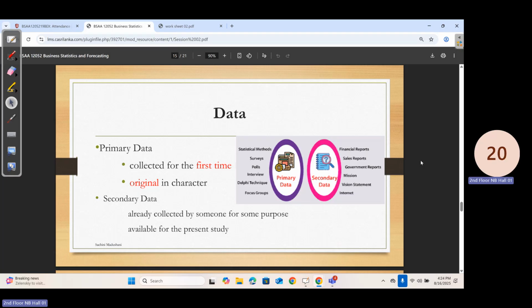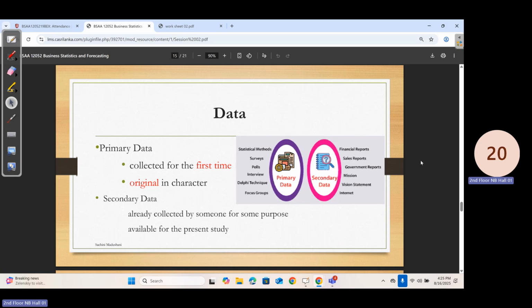Okay, then originality is high in the primary data. Based on our study, we know the objective. Based on that, we collect the data from our respondents. Then here we collect the data for the first time. Originality is there. It's clear.